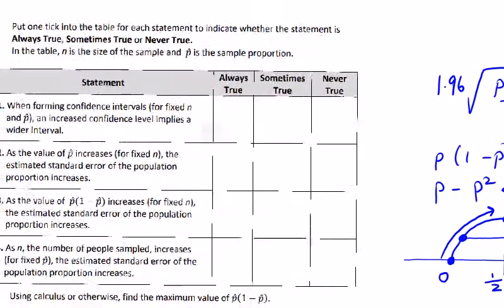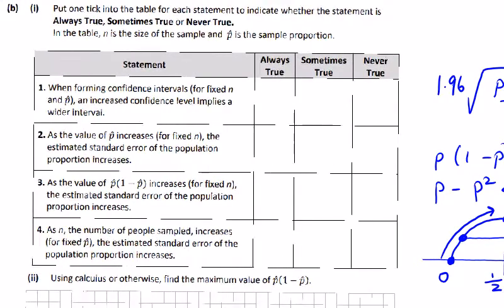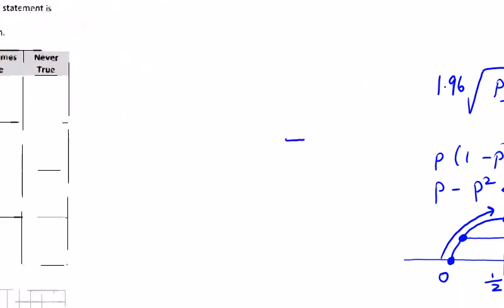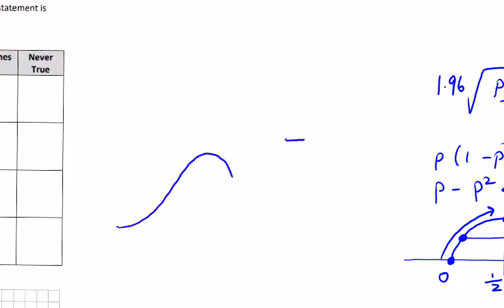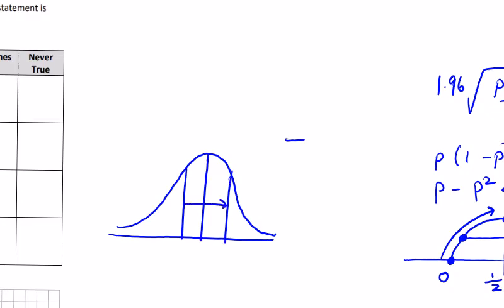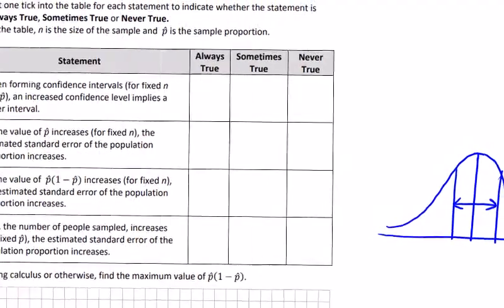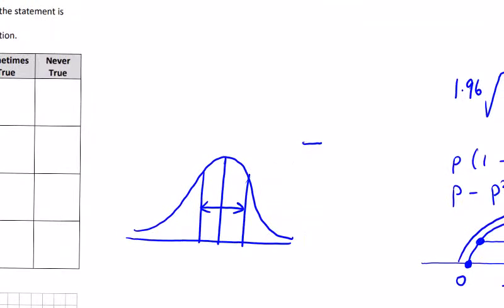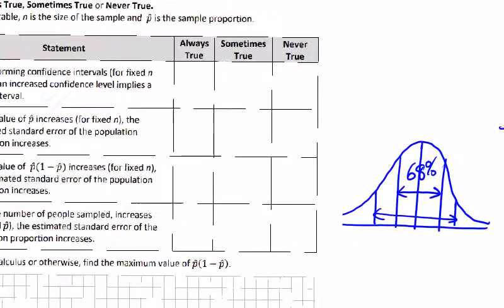So back across. When forming confidence intervals for a fixed n and p, an increased confidence level implies a wider interval. Well, we've seen this before too. If I go 68%, one standard deviation approximately, this is the width of my interval. Increased confidence level implies a wider interval. Here's 68%. Well, this is going to be always true. There's 2 standard deviations. It's going to be wider. That's approximately 95%. So this is definitely always true.